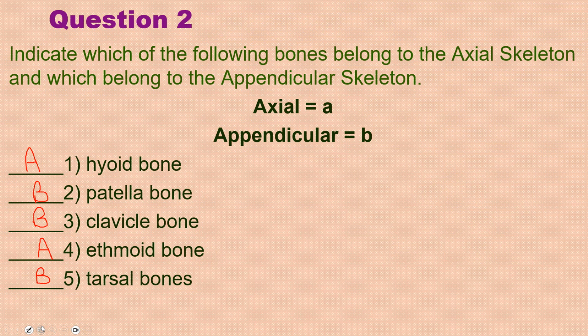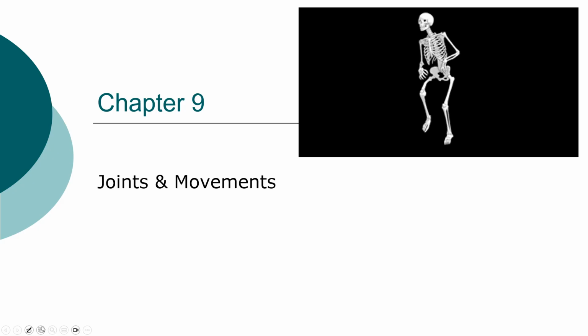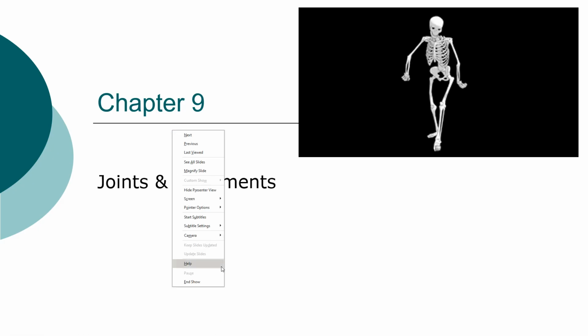Okay, so the hyoid bone is part of the axial skeleton. Patella, that's the kneecap. That's going to be part of appendicular. Clavicle, that's going to be your collarbone. That's part of appendicular. Ethmoid, that's going to be the bone that sits behind the nose. That's definitely axial. And tarsal, those are going to be the bones of the ankle. They are going to be appendicular. And that's all of chapter 7 and 8.